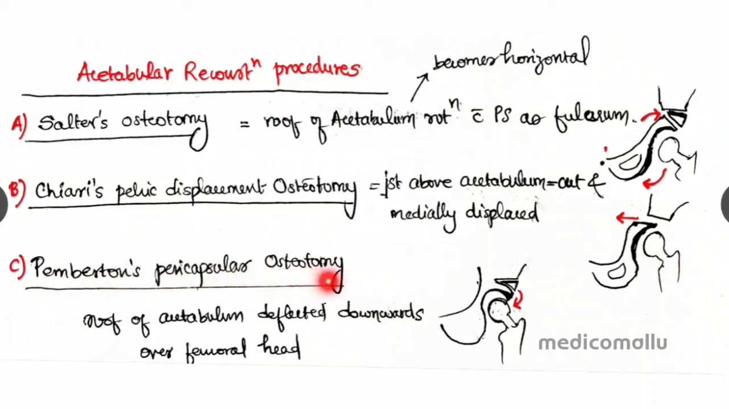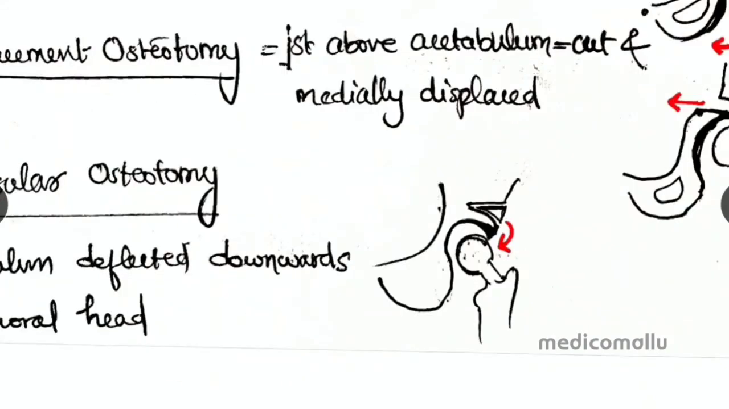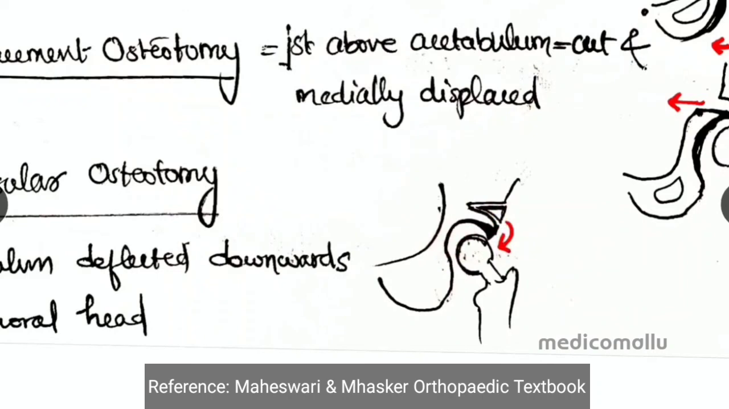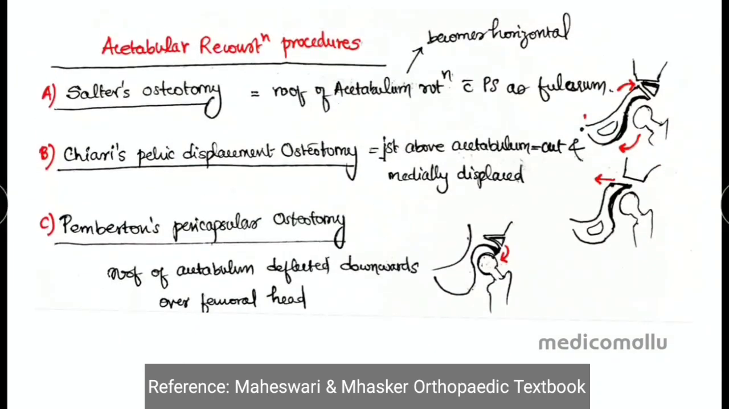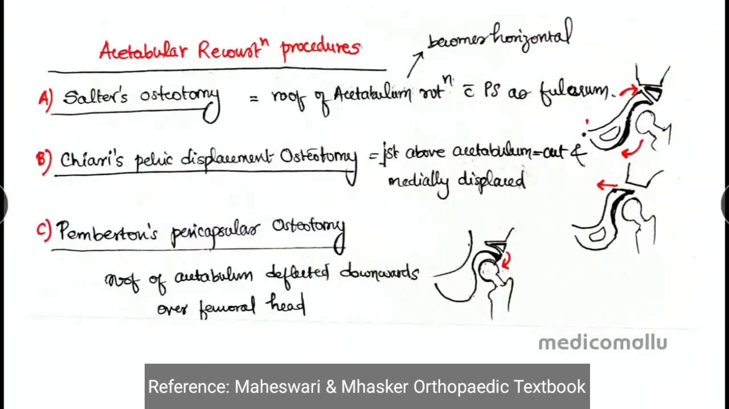Pemberton's pericapsular osteotomy. The roof of the acetabulum is deflected downwards over the femoral head. See, this is the roof of the acetabulum. It is deflected. Again, a bone piece is being kept into it. So the roof is deflected downward over the femoral head. So the cavity of the acetabulum deepens, and it again covers this head and protects it from further displacement or dislocation. And these are the acetabular reconstruction procedures. And this is the end of this topic.